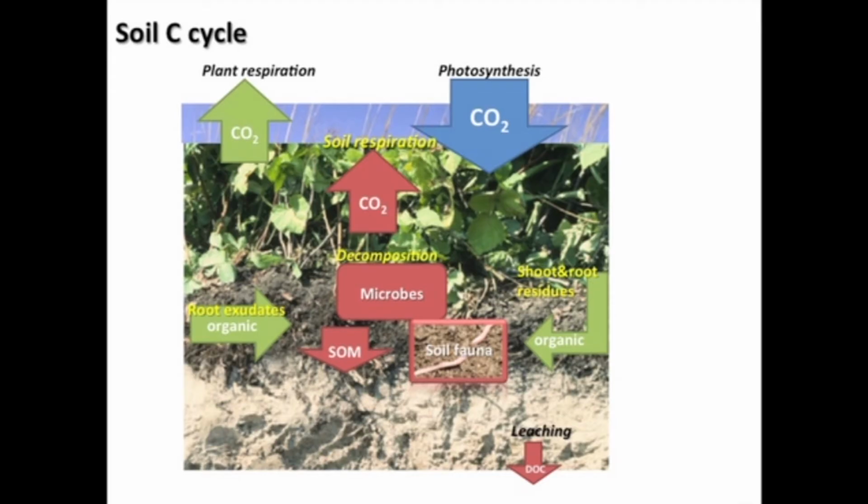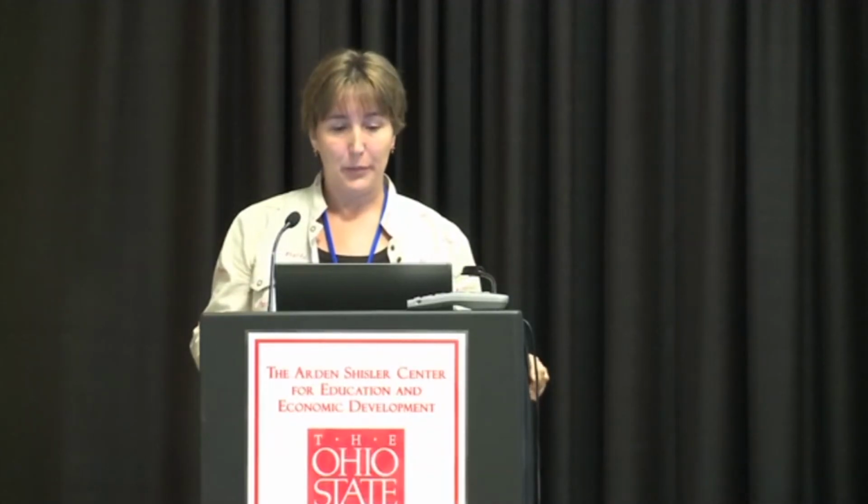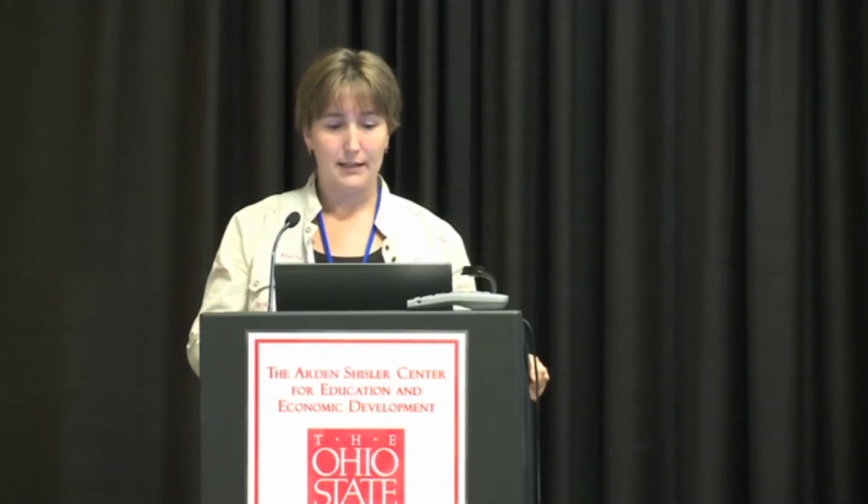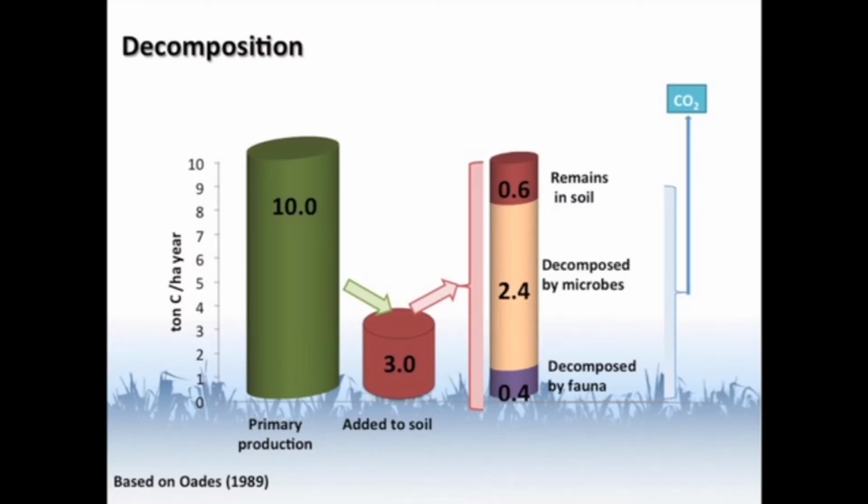So increasing the input is a way, and two of the practices that we are looking at in this project, extended rotation and cover crops, do exactly that. The other end of that picture is reduced decomposition. That would be another way of increasing that soil organic matter.